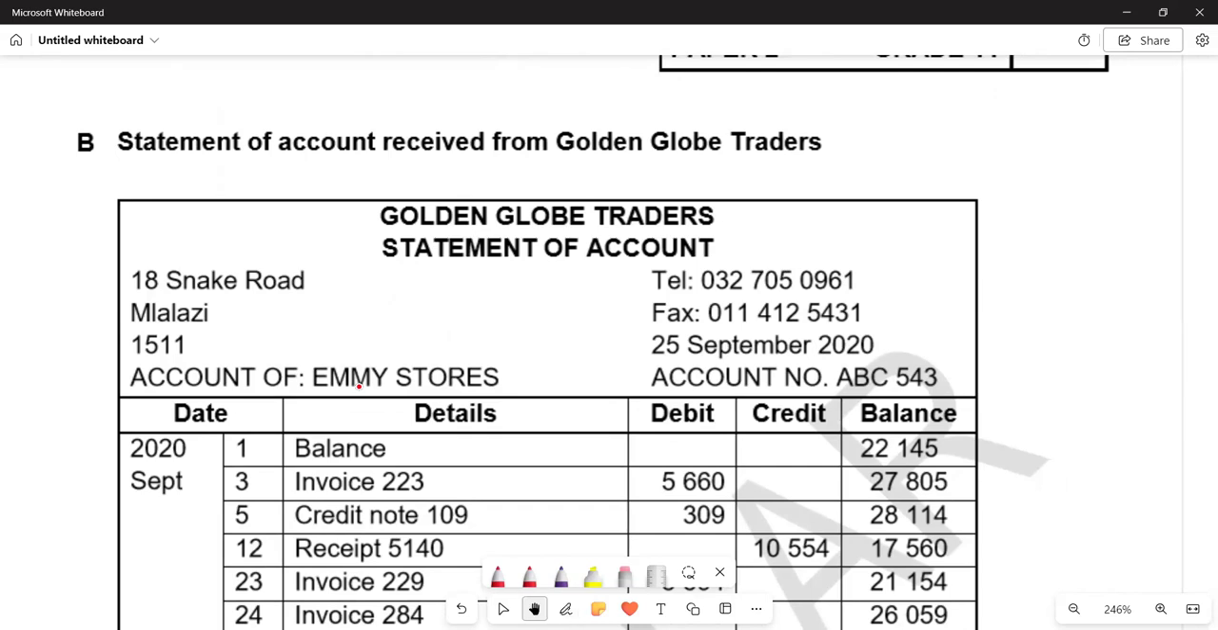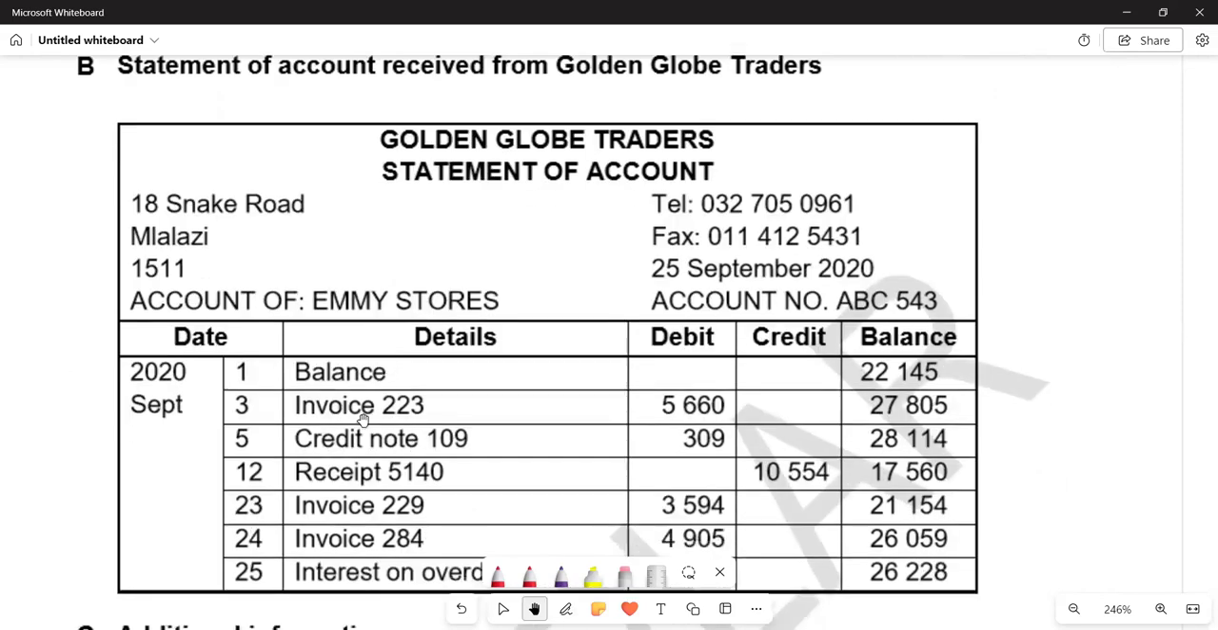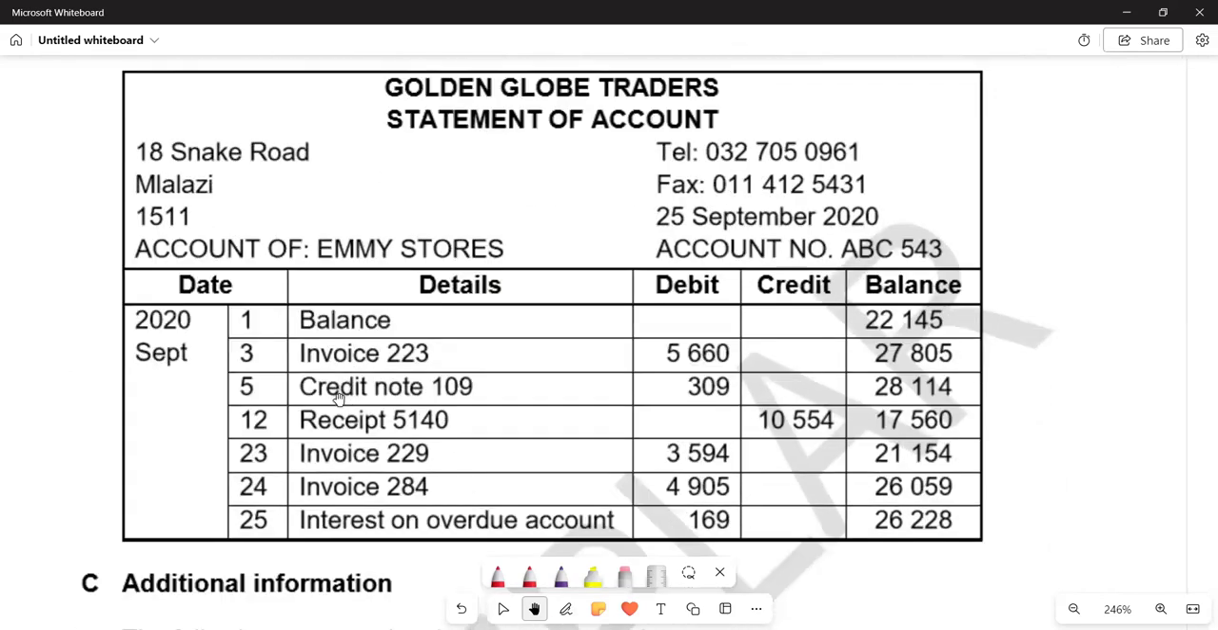So we are saying what is appearing on the credit side of the ledger indicates our credit purchases, and also they should appear on the debit side of the statement of account. So the opposite is true by saying what is on the credit side of the statement of account should be on the debit side of the ledger. So these balances at the end of the period should be the same.